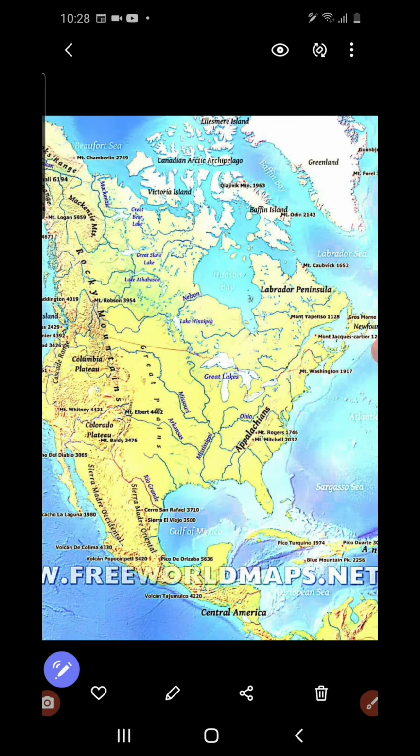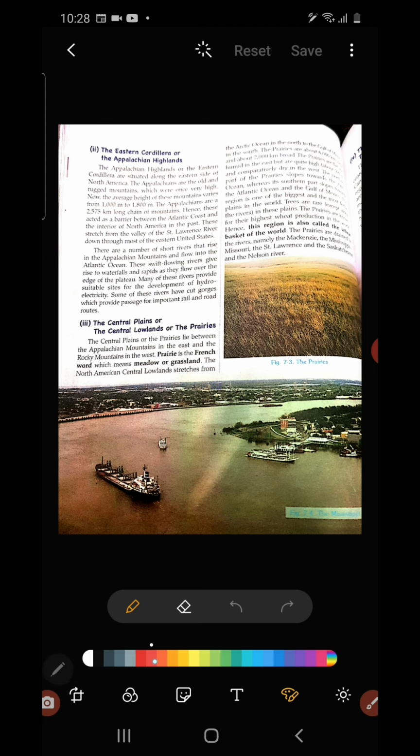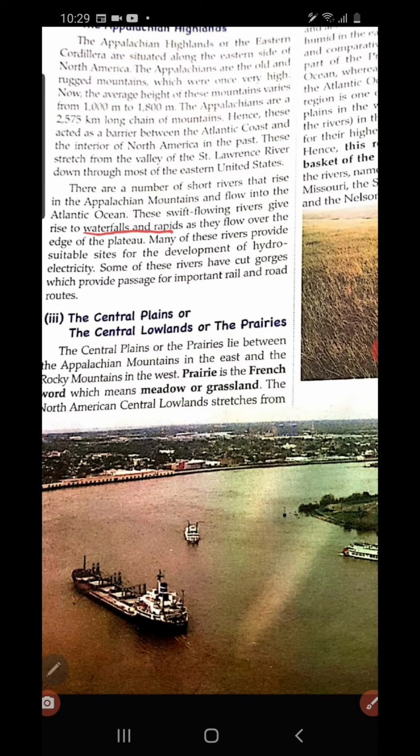Then the next point we have to discuss about the Appalachian Mountain is given in the next paragraph. There are a number of short rivers which rise in the Appalachian Mountains and flow into the Atlantic Ocean. These swift flowing rivers, swift flowing means fast flowing, give rise to waterfalls, as we discussed, and rapids as they flow over the edges of the plateau. What do rapids mean? A group of waterfalls. Rapids form when water is falling from a great height.